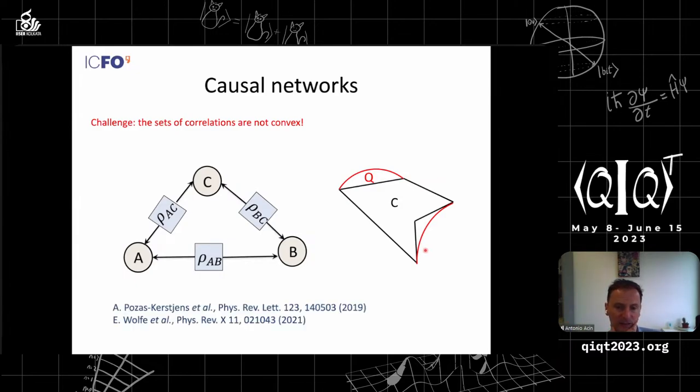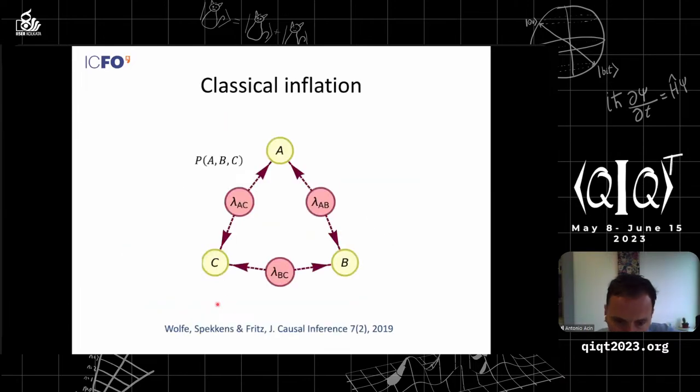And in these papers, we give techniques to solve these issues. I would say that there is room for improvement, because scalability of this technique is not ideal. You can deal with rather small networks, but these techniques give you some hints about the limits on correlations you have in these quantum networks. And for that, I'm going to briefly tell you what we use here. So we use something that was introduced by Wolfe, Spekkens, and Fritz, which is the idea of inflation.